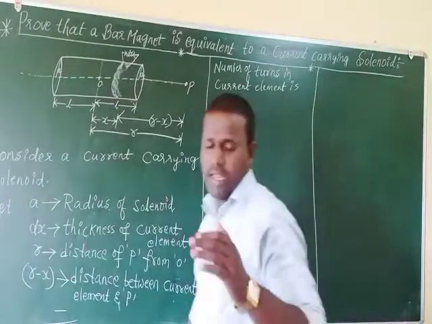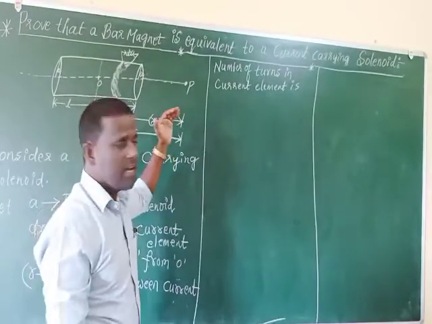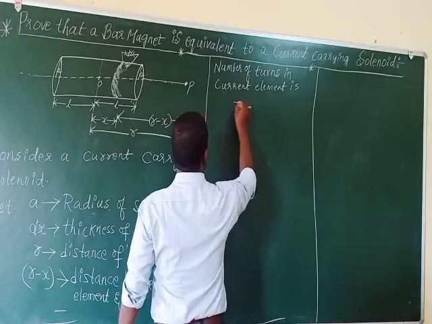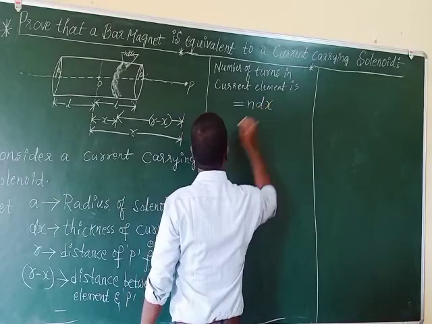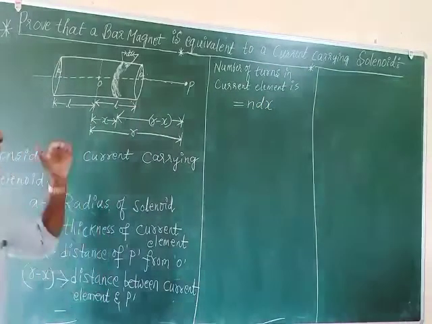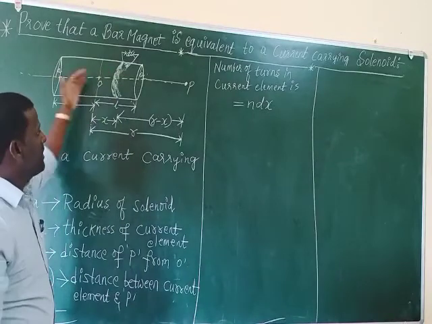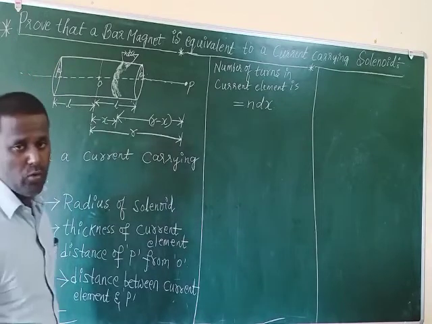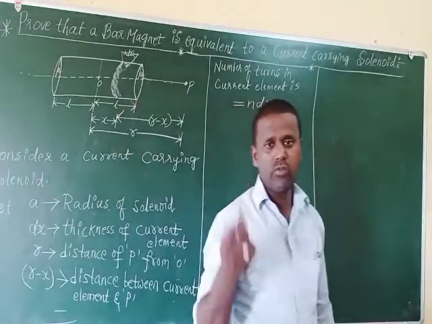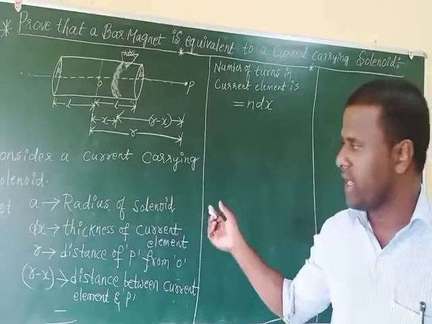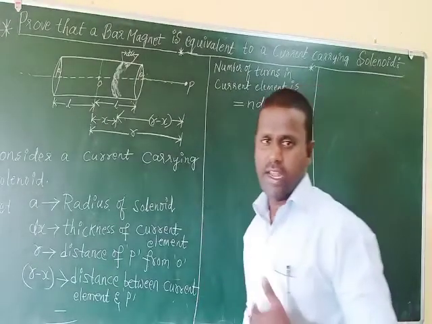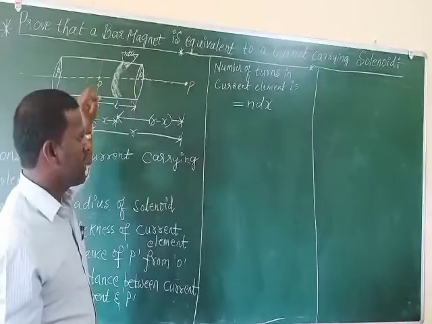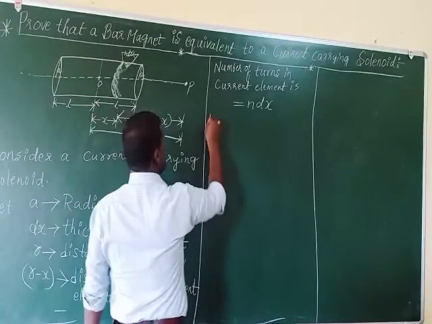See, the current element has a thickness dx. So here the total number of turns in a current element is equal to n dx, as its thickness is dx, and the total number of turns is n into 2l. The total number of turns in a solenoid depends on its length, n into length. So the current element has n into dx turns.